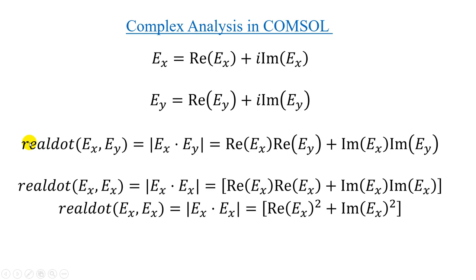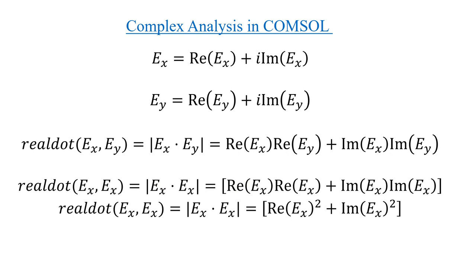So what does realdot do for the two different complex numbers that I have shown here? EX dot EY means real EX times real EY plus imaginary EX times imaginary EY. If you have both the complex numbers the same, that means EX and EX, then you can replace EY by EX, and you will get a dot product between EX and EX, which will be equal to real of EX multiplied by real of EX plus imaginary of EX multiplied by imaginary of EX, that is nothing but real EX whole square plus imaginary EX whole square.